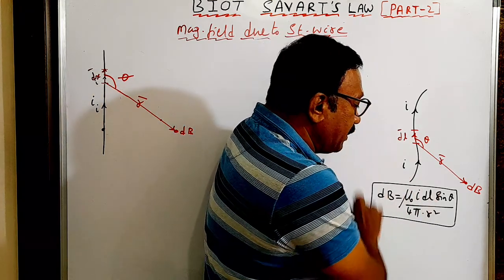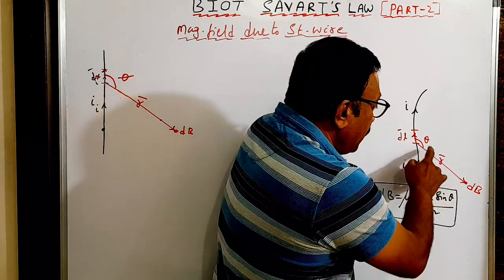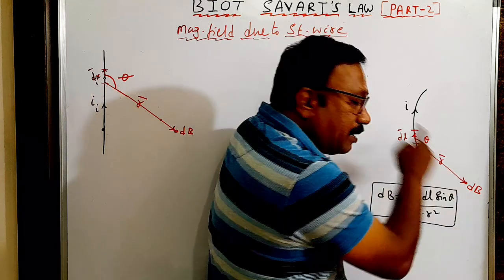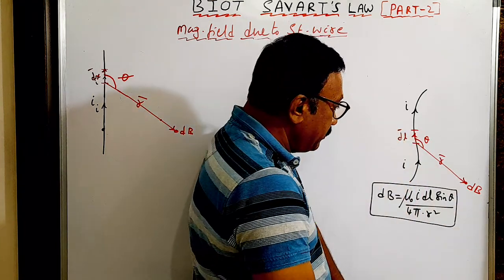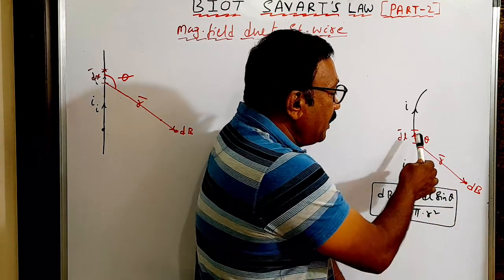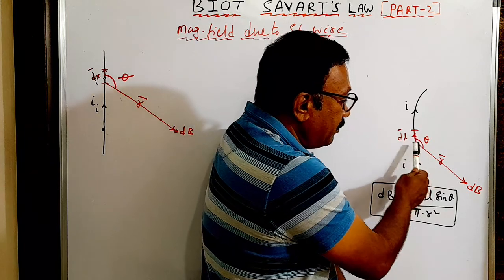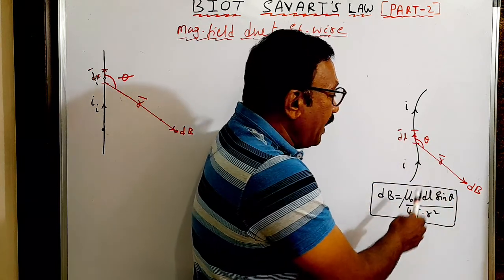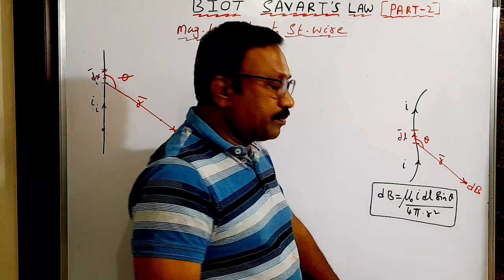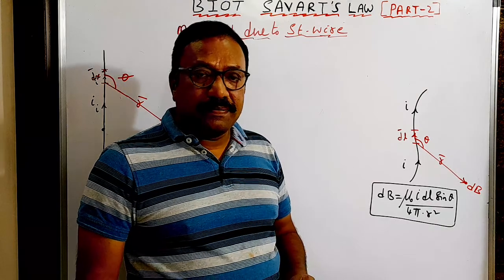I is the current in the element. dl is the length of the element. Theta is the angle between dl bar and r bar. So r bar is this. dl bar is taken in the direction of current only. This is dl bar, this is r bar. The angle between r bar and dl bar is theta. Now, this is an equation from Biot-Savart law.